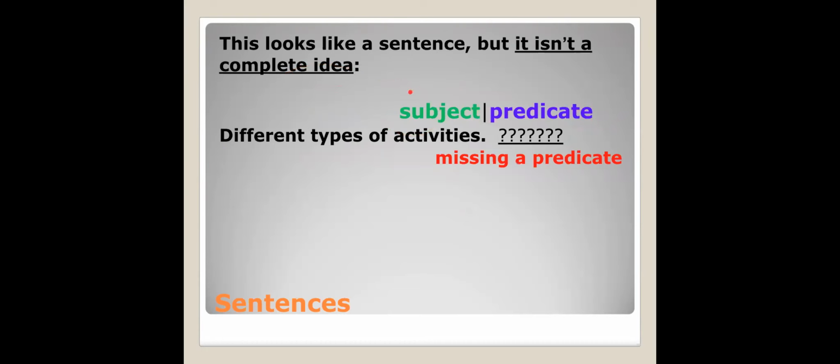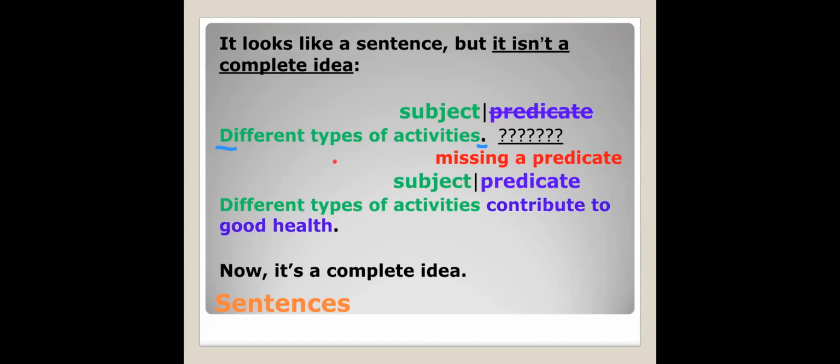Now we need to be careful because sometimes we write sentences that look like sentences, right? So this sentence has a capital letter, has an end mark, and it looks like it has a subject and a verb, but it is missing a predicate. So if we look at this, the first one is not a sentence because it is missing the predicate. The second one is a sentence because it has the predicate contribute to good health. So our verb in this sentence is contribute, okay? And so now that's a complete sentence. Okay.